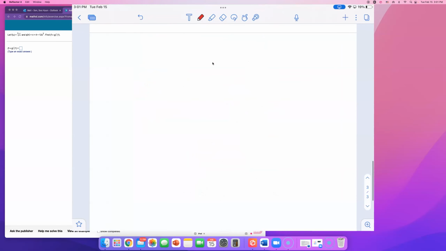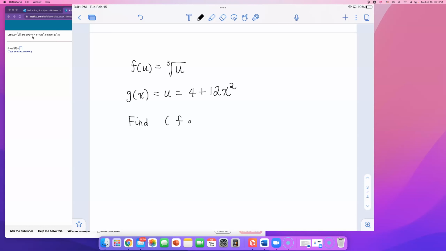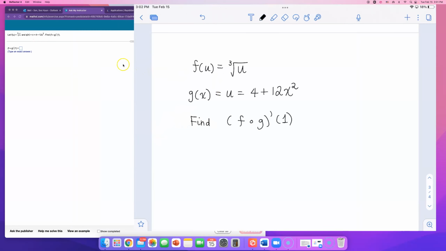So you have two functions. f of u is equal to the cube root of u. The other one, u is equal to g of x, and this is known as 4 plus 12x squared. They want us to find (f composed with g) prime of 1. I think I went over similar questions in the 1.7 asynchronous lesson videos, but let's try this one together, okay?